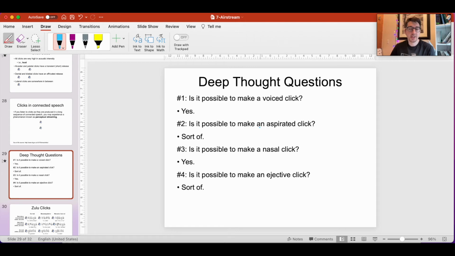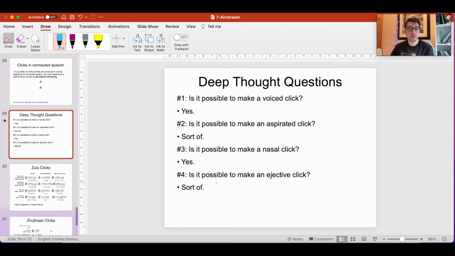Is it possible to make an aspirated click? Sort of. Yes. It's also very difficult, but you're doing this basically at your glottis, so you're pushing the air after you produced everything. Is it possible to make a nasal click? Yes, as I said, they're very prominent in many languages.